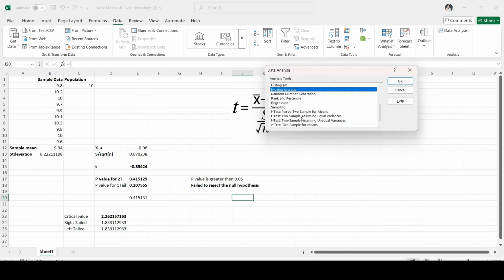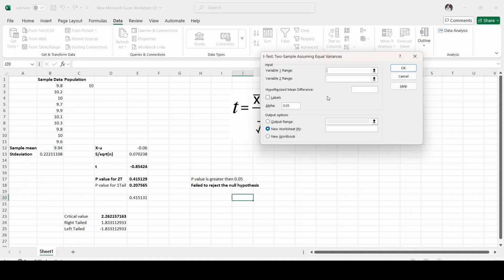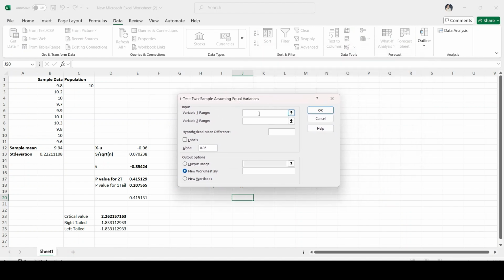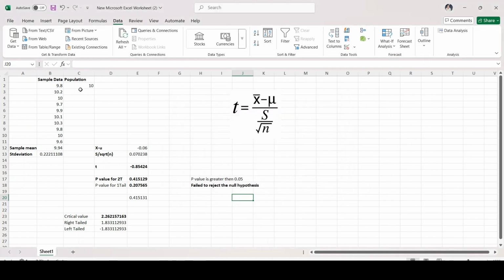Okay, so can we try to find some close values by using two-sample assuming equal variances? Here we just assume both of them have equal variance, right? But here we have to mention two variables, and we only have one variable. So first we can create a dummy variable, like we can use the same population mean, right? Now we can say that both of them are dummy, right?